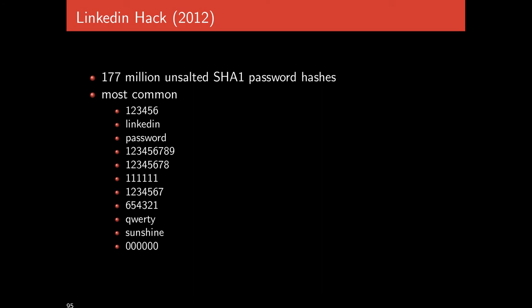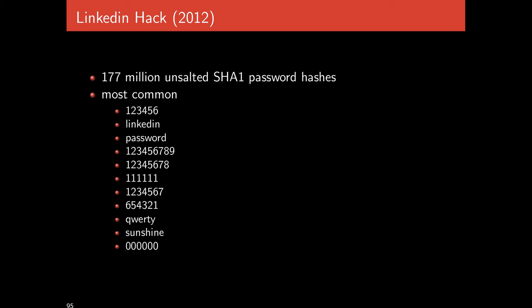The LinkedIn hack of 2012 had 177 million unsalted SHA-1 password hashes. The most common among them were a very similar list to the one we saw before. It appears as though they had a minimum length of 6, as none of the passwords in the top list had a length shorter than 6. 123456. LinkedIn, sure enough, the name of the account. Password, 123456789, 12345678, 111111, 1234567, 654321. QWERTY, just the string along the top of the keyboard.